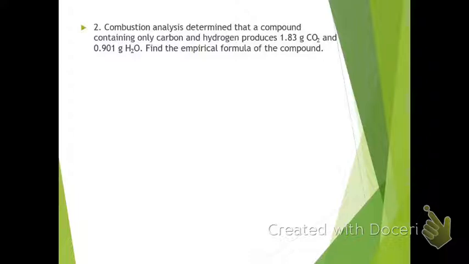On number 2, our combustion analysis is for a hydrocarbon that only contains carbon and hydrogen. We're producing 1.83 grams of carbon dioxide and 0.901 grams of water. So in this case, all the carbon that's in CO2 still came from our hydrocarbon. And all the hydrogen that's in our water also came from our hydrocarbon. But since this hydrocarbon doesn't have any extra elements, we just don't have that subtraction step. So that's going to simplify this problem compared to number 1.